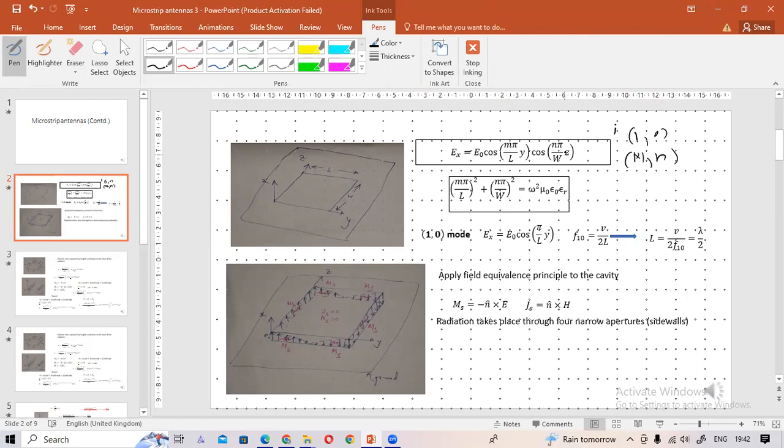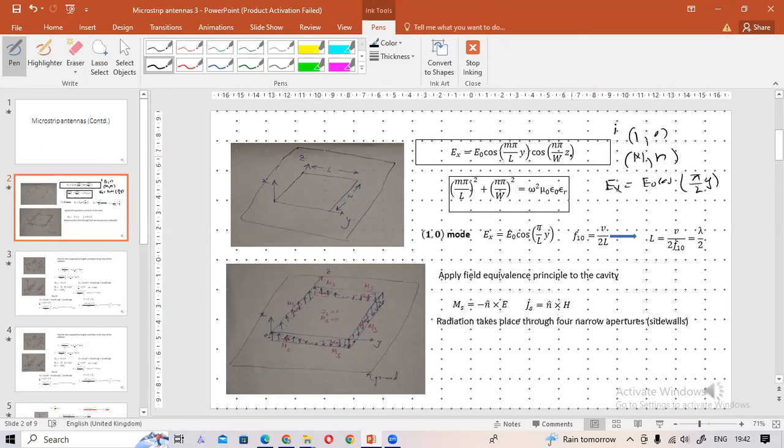So here, this one will be 0. That means cos 0 will be 1. So in the 1 0 mode, we have this E field: E naught cos m is 1 now, π divided by L. So this is the E field we have.